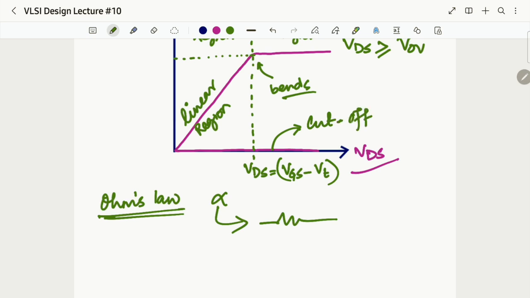Cutoff region. Okay, this is a cutoff region.